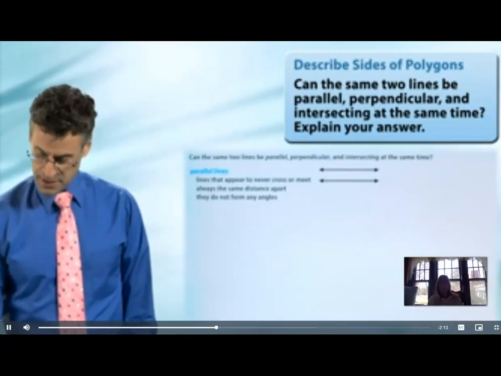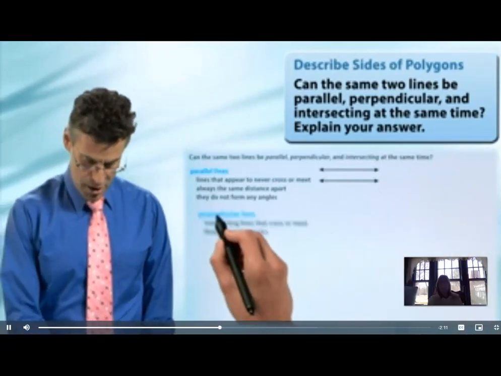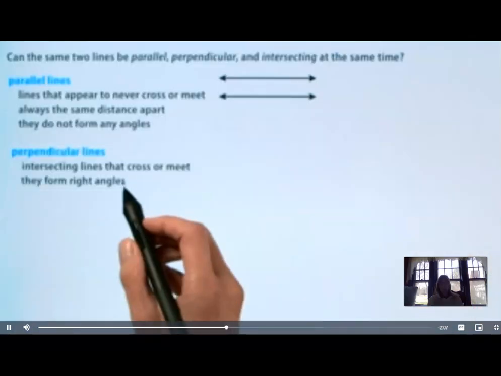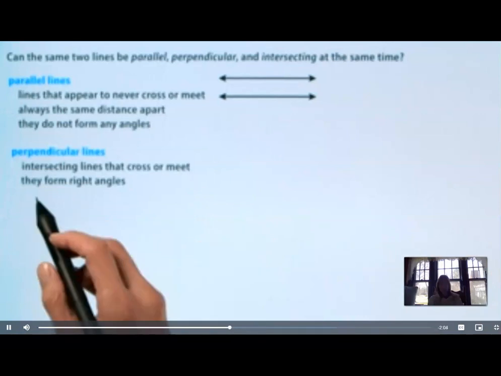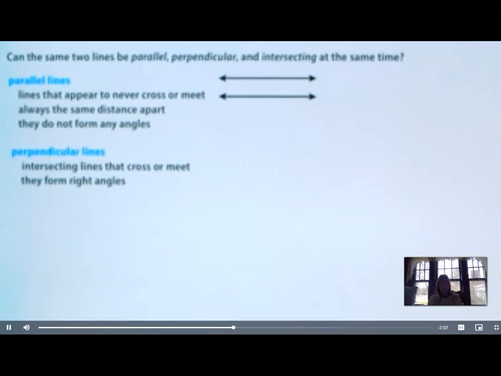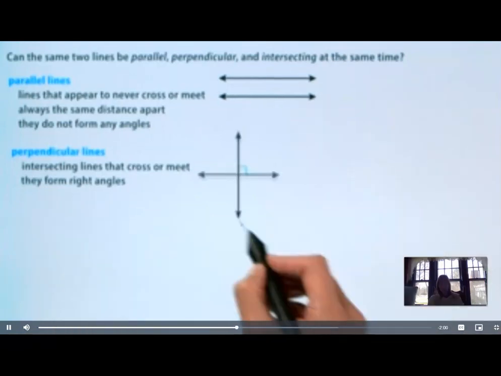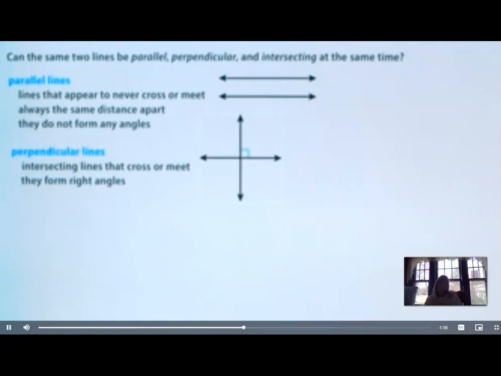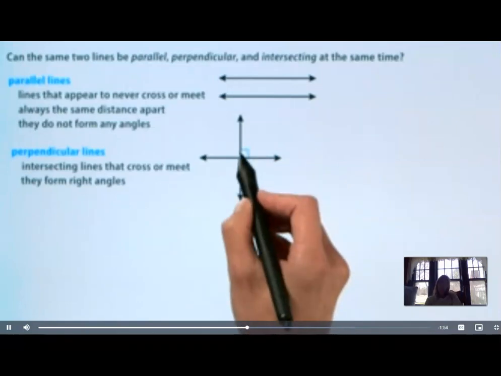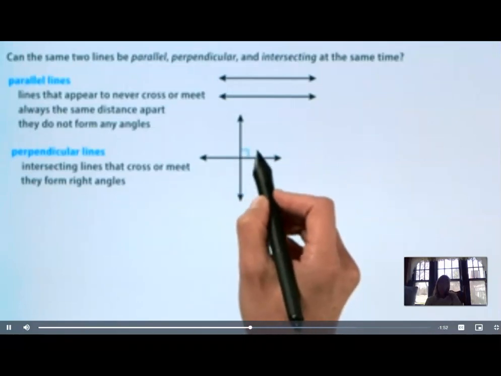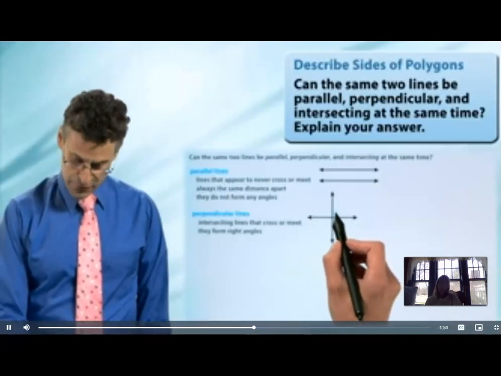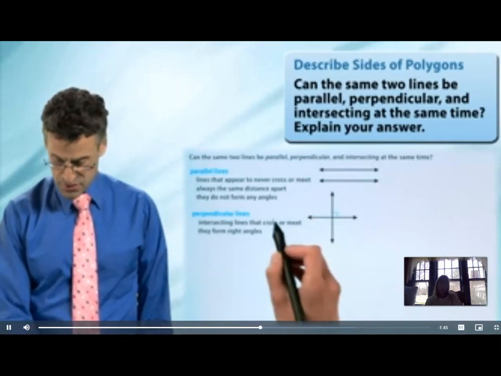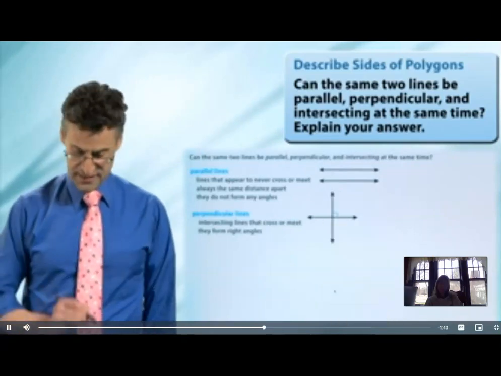Perpendicular lines are kind of the opposite. Perpendicular lines are intersecting lines that do cross, and they form right angles. And you see, they cross, and there's that special secret symbol that we use to show that they form right angles. So there you can see all those right angles, and they cross just like that. One's kind of horizontal, and one's exactly vertical.